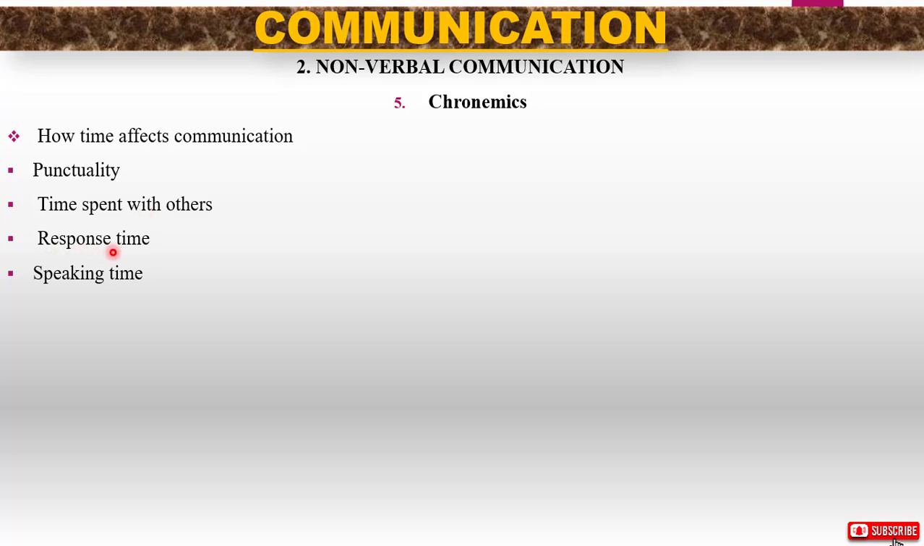Response time can also be classified as a form of chronemics. If someone sends you a message and you delay in responding to the person, it sends the person a message about your personality. Speaking time can also be a form of chronemics. If you speak too fast, it sends a message to your audience.